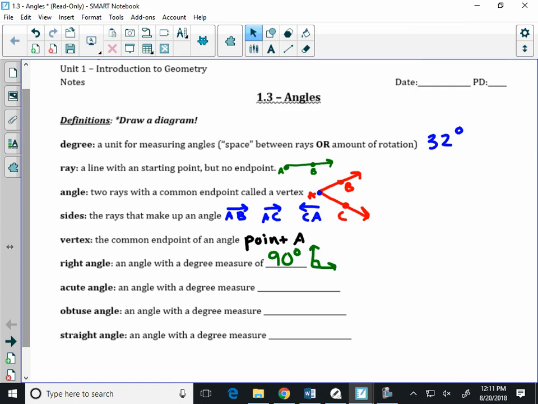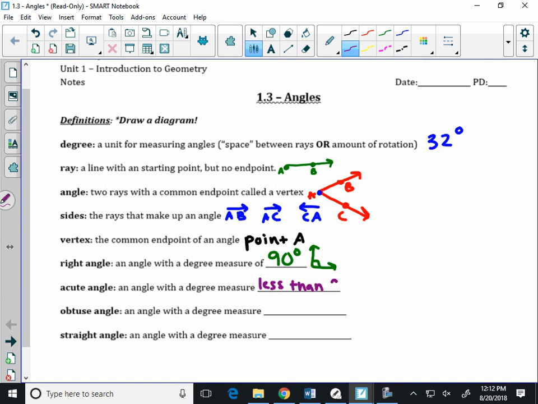What do we know about acute angles? They're smaller angles. Good. Shorter than 90 degrees. Very good. They are less than 90 degrees. I like how you said they're the tiny little angles. They're just cute little angles. That sounds like their name.